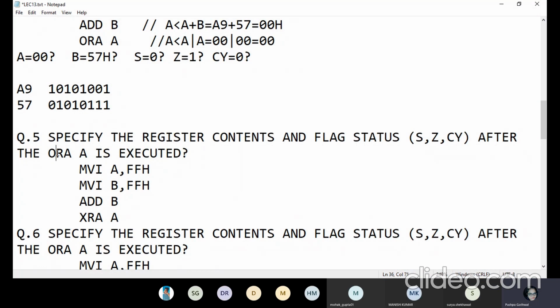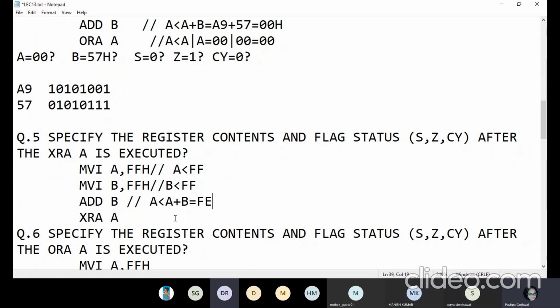Now next is, specify the register content and the flag status after XRA is executed. So here our question is: after the execution of XRA A, what is the content of A and B? Anybody can tell me right now? A content FF, B content FF, then ADD B. So A equals A plus B. So what will be the answer for A plus B?